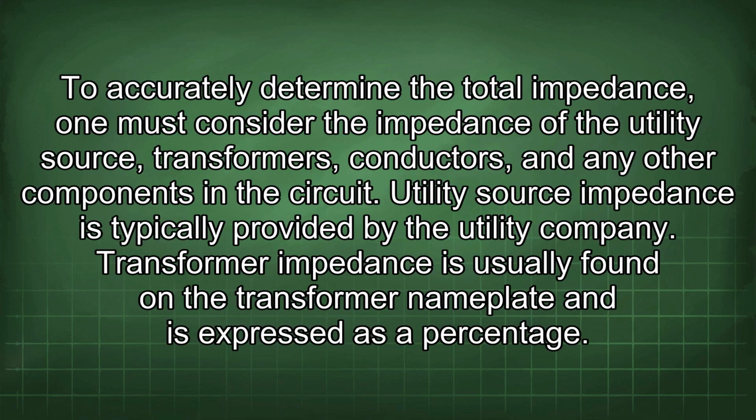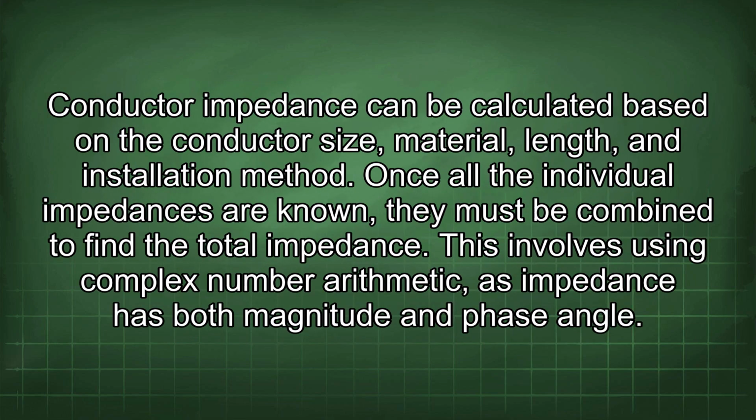To accurately determine the total impedance, one must consider the impedance of the utility source, transformers, conductors, and any other components in the circuit. Utility source impedance is typically provided by the utility company. Transformer impedance is usually found on the transformer nameplate and is expressed as a percentage. Conductor impedance can be calculated based on the conductor size, material, length, and insulation method. Once all the individual impedances are known, they must be combined to find the total impedance. This involves using complex number arithmetic, as impedance has both magnitude and phase angle.